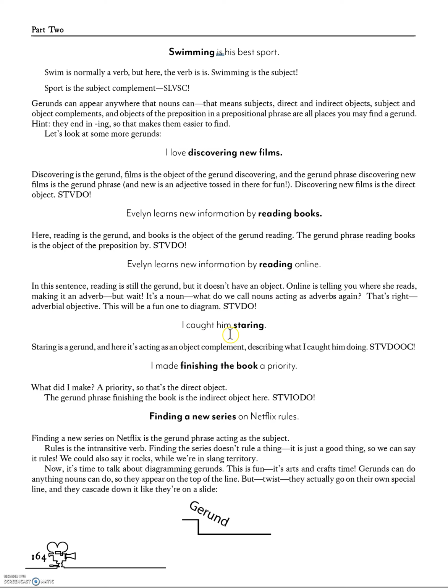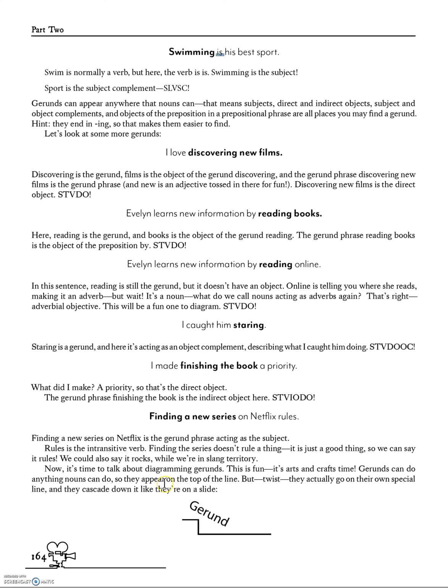But what else do we have? Oh, I caught him staring. So staring here is your object complement, right? What is he doing? The him is staring. So staring is describing that object. You might have an indirect object. I made finishing the book a priority. So finishing the book is an indirect object. So you can see here that gerunds do all the things that nouns do.